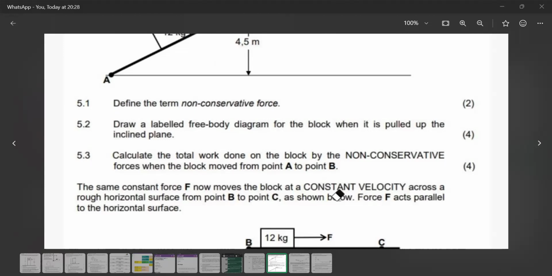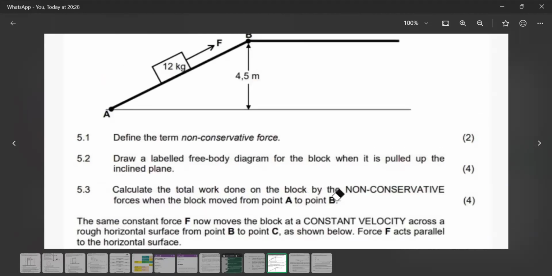Now in this case, they say, calculate the work done on the block by the non-conservative forces when the block moved from point A to point B. Now the question is, how many forces do we have in this case which are actually doing work on your block? The normal force is not doing work, so we don't talk about the normal force because it's perpendicular to the displacement of the block.